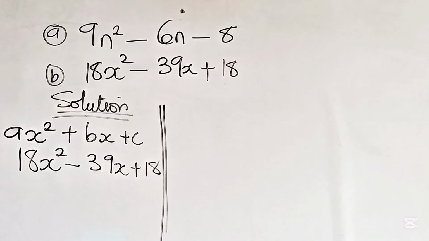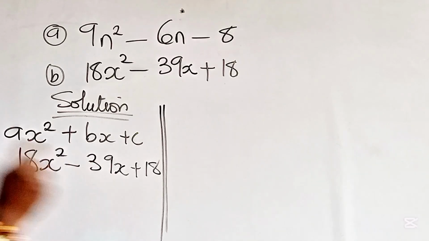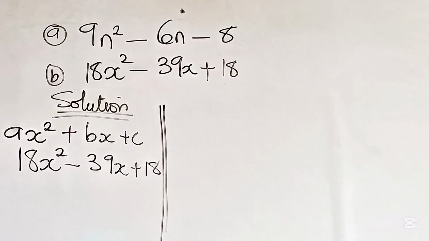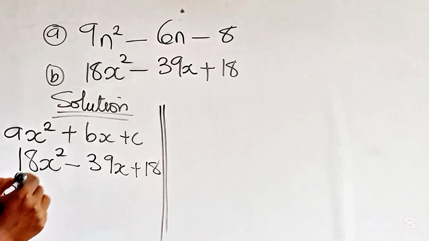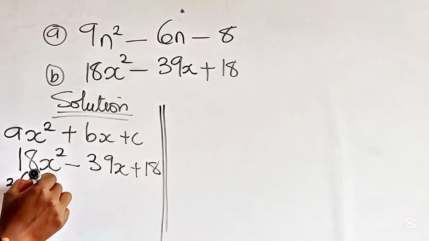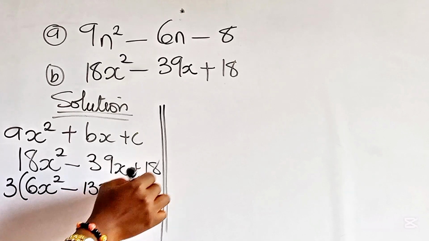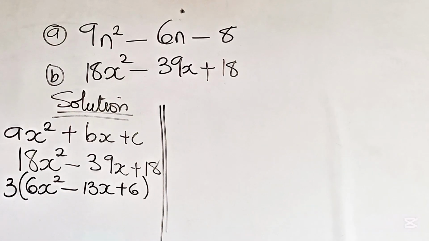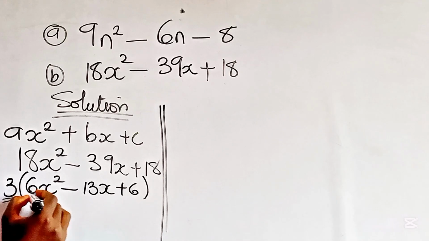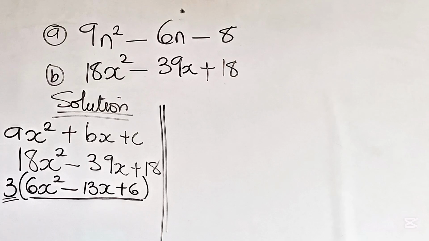So before we proceed to finding AC, we can do something here. We have a common factor amongst these three terms, and that common factor is 3. So before we find AC, let's factor out that highest common factor between these three terms. So we're going to factor out 3. So this will then give us 6x squared minus 13x plus 6, right? So at this stage now, we are just going to ignore this 3. We'll come back to it, but let us factor this trinomial inside this bracket.